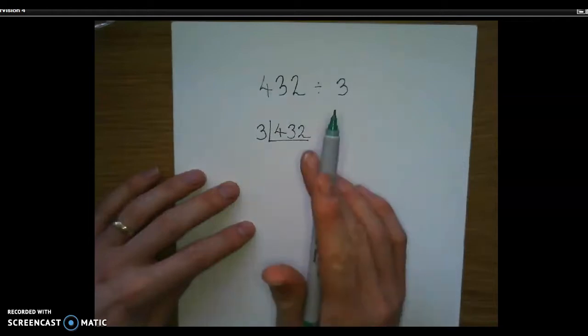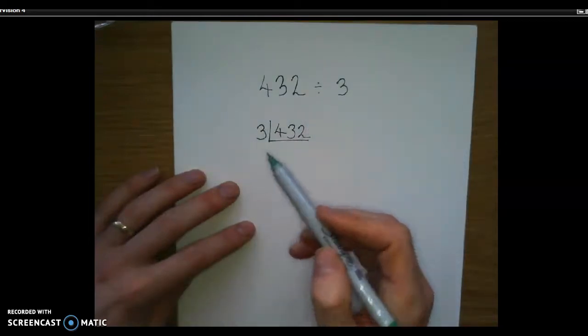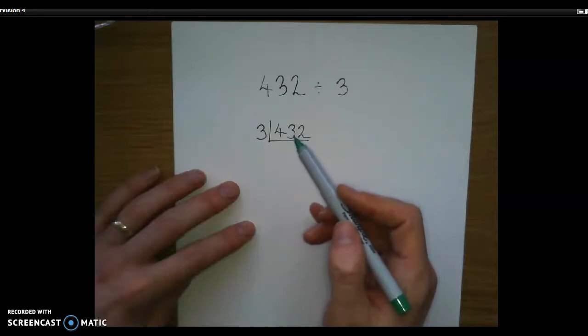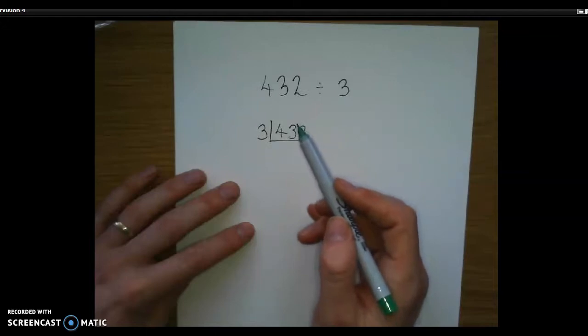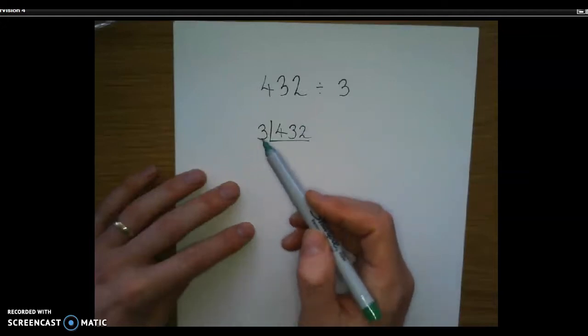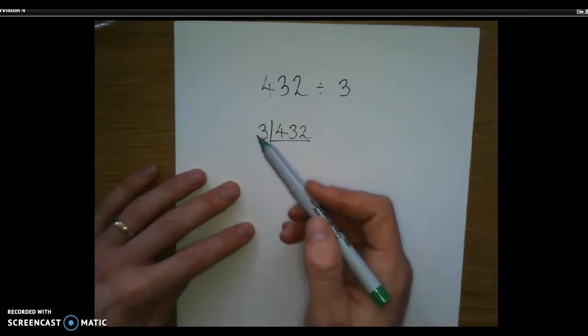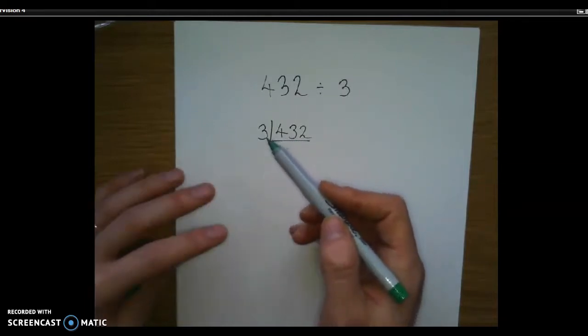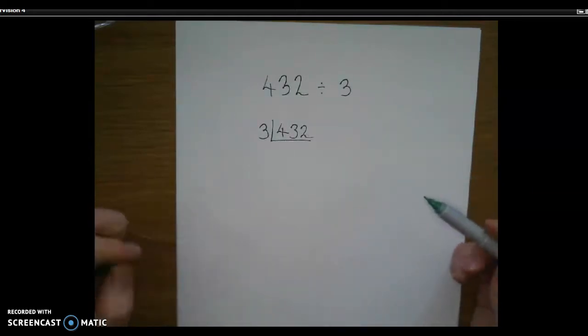We always say the bigger number first. We don't say 3 divided by 432, because that's impossible. We always say the bigger number first. 432 divided by 3. Or you could say 3 into 432. How many times does 3 go into 432? Or how many times can you take 3 out of 432? They mean the same thing.